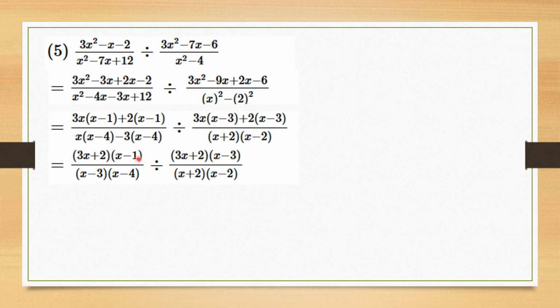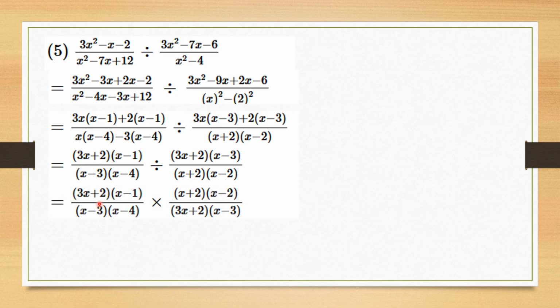Now this division, we need to divide. So first, we'll convert this division sign into a multiplication sign. When you convert the division sign into multiplication, the rational expression towards the right-hand side will change. So you will have to take the reciprocal. Whatever is in the numerator will go in the denominator, and whatever is in the denominator will go in the numerator.